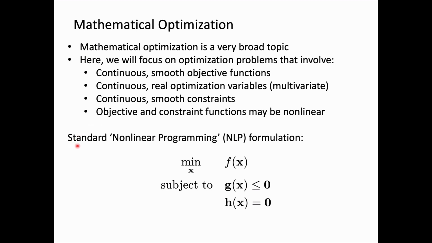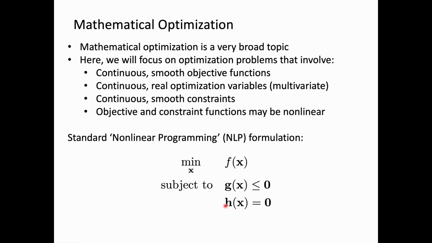This is what we will refer to as a standard nonlinear programming formulation. Here we're trying to minimize the objective function f of x with respect to the optimization vector x. So we're trying to find the multivariate value of x that gives us a minimal value of the objective function while satisfying these constraints. These are the constraint functions. G of x corresponds to inequality constraint functions. H of x corresponds to equality constraint functions.